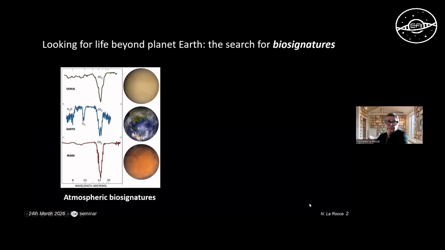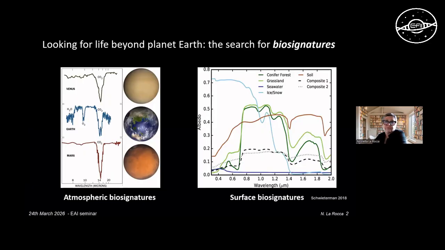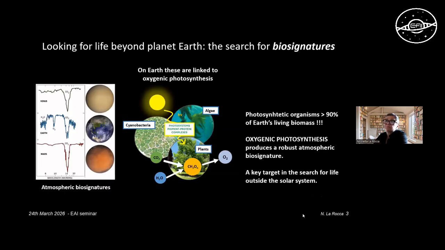atmospheric biosignatures, if they are linked to the release of some gas from living organisms, and in particular on Earth we can see the presence of oxygen and ozone in our atmosphere, or they can be surface biosignatures that can help to distinguish soil from water and from living organisms present on the surface. So both these signatures on Earth are linked to oxygenic photosynthesis.